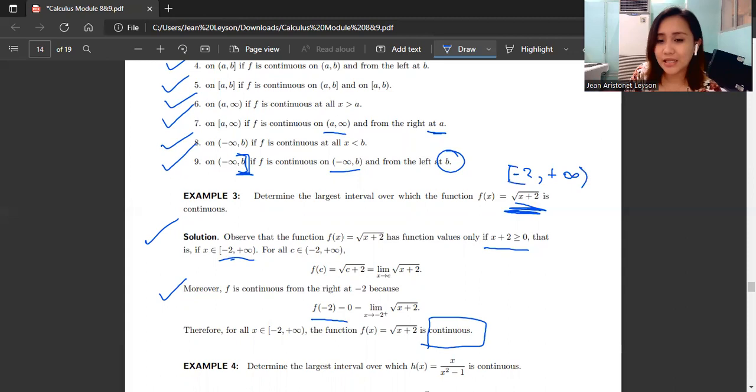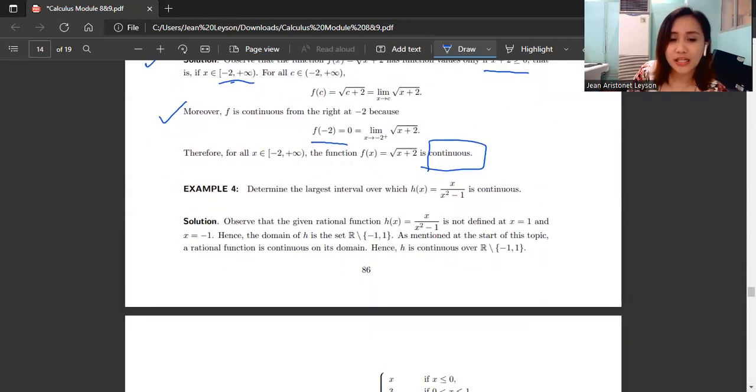Okay. At positive infinity, it's an open interval because it's increasing. We do not know what our largest number is so far. And here, of course, -2 is included. Okay.